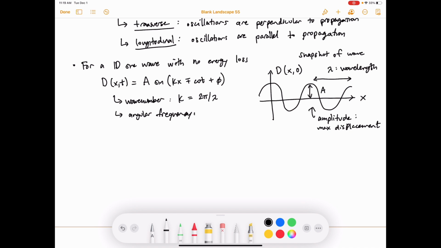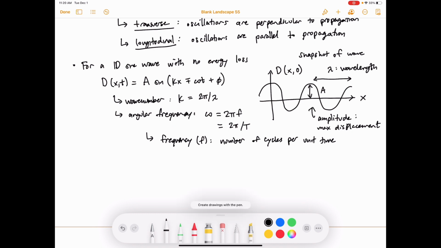Now, omega is just 2 pi times f, which is the frequency of the wave. Or we can think of it as 2 pi divided by T. So here, the frequency, f, is the number of cycles per second, or just per unit time in general, that our wave undergoes as it oscillates.